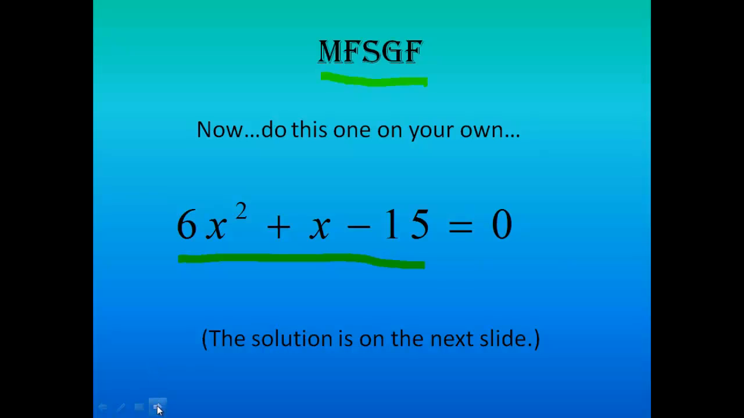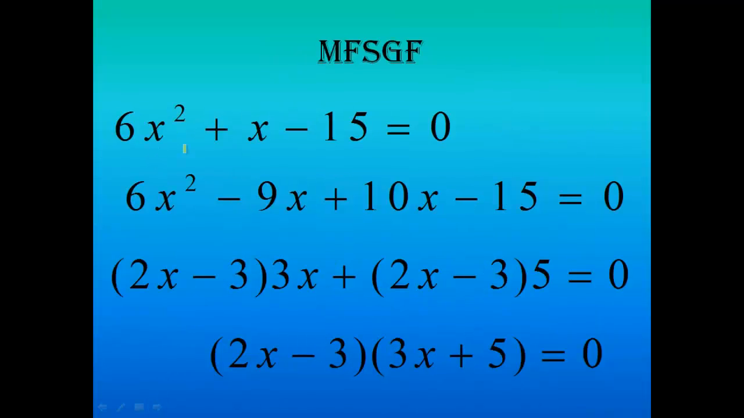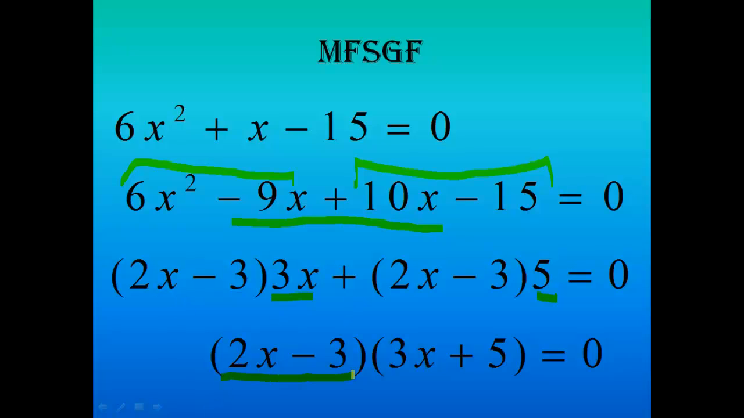Okay, let's go see what that looks like. So the equation you started with, substitution would have been a 10x and a negative 9x. Again, the order doesn't matter. You'll end up with the same thing. In this case, we factored out a 3x from this term. Factored out a 5 from these two. Left me with a 2x minus 3 in each one of these, and then the 3x plus 5.